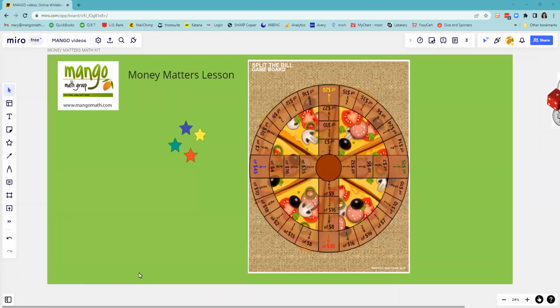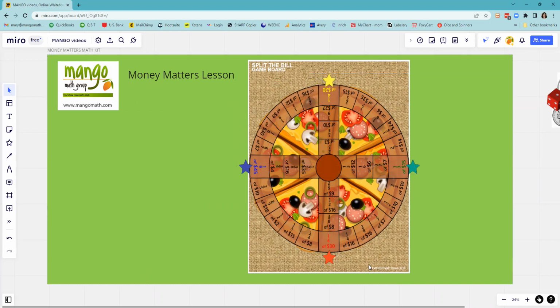This is a Money Matters lesson called Split the Bill, and this is getting students to understand the multiplication of fractions. Each student will select a pawn, and they will put that pawn color on its corresponding place on the board.